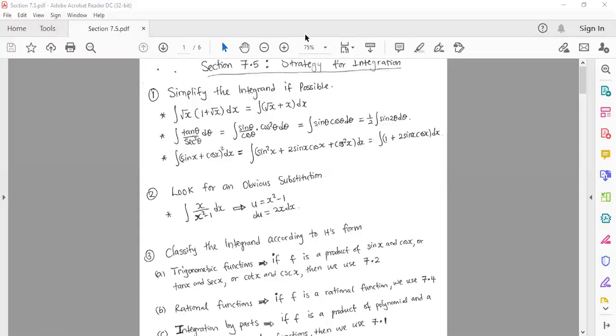So let's begin with today's work. Today we're going to look at strategy for integration.